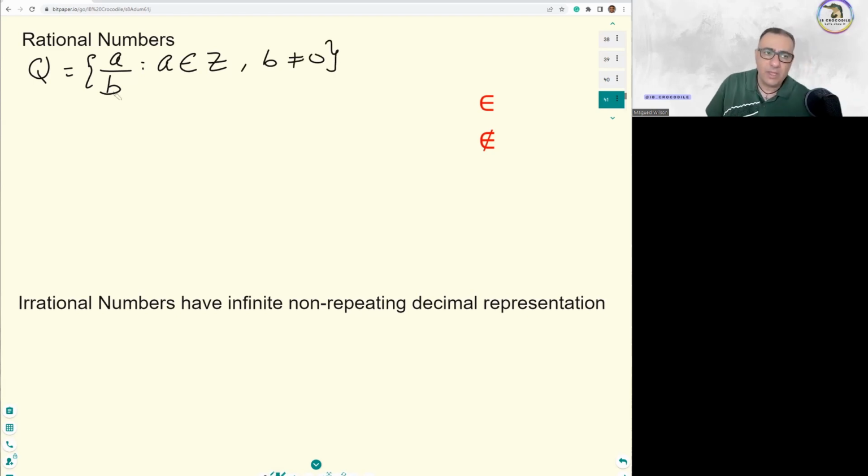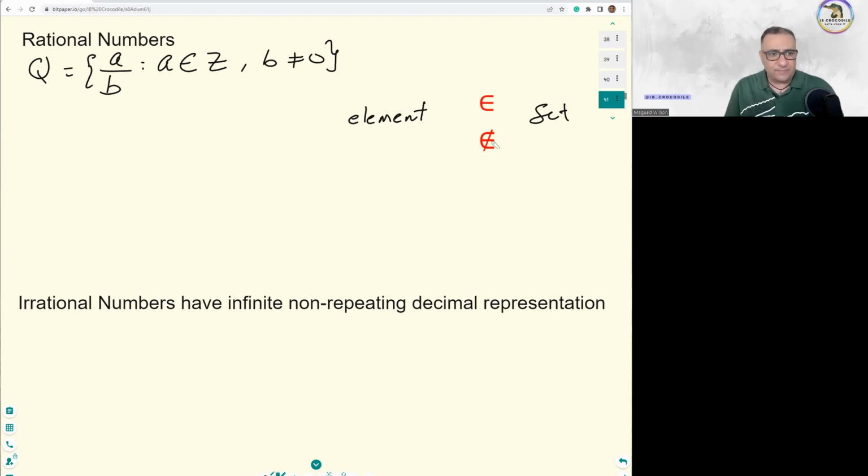Now let's first talk about this couple of symbols. The top one means belongs to or is an element of, and the bottom one means does not belong to or is not an element of. These two symbols describe the relationship between an element and a set. The element is on the left hand side, and the set is on the right hand side.